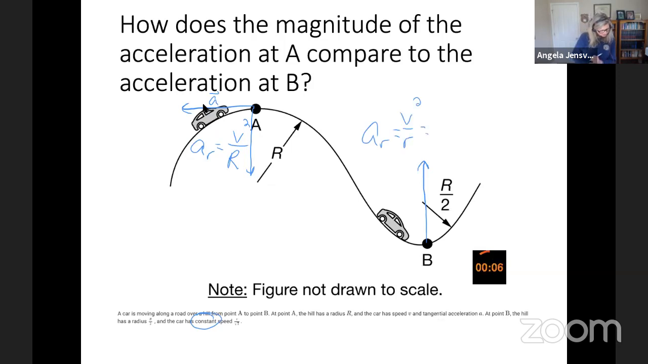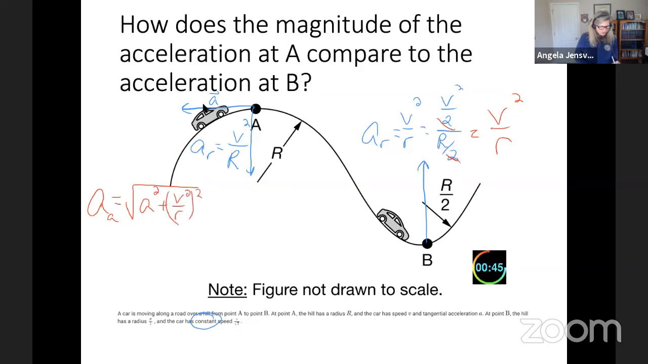Let's plug in the V they gave us, V over square root of 2. So that'd be V squared over 2. And the radius is R over 2. What happens to these 2's? They cancel. And you get V squared over R. So this acceleration at A is the square root of A squared plus V squared over R, squared, capital R. Well, that's bigger than the acceleration at B, which is just V squared over R, right? Okay, so the acceleration at A is bigger.